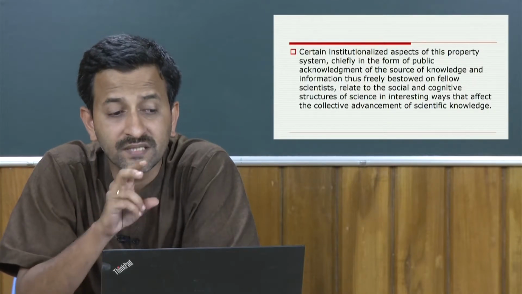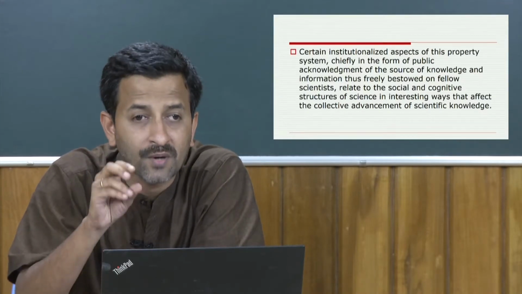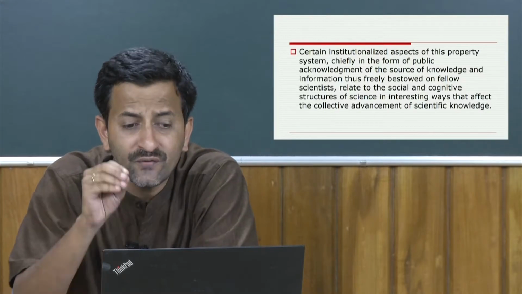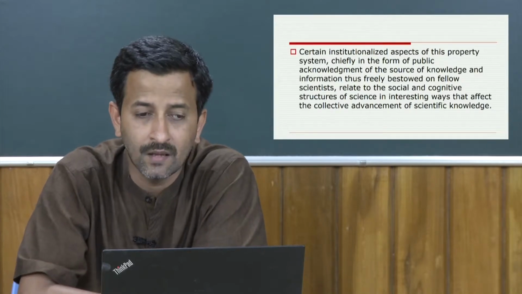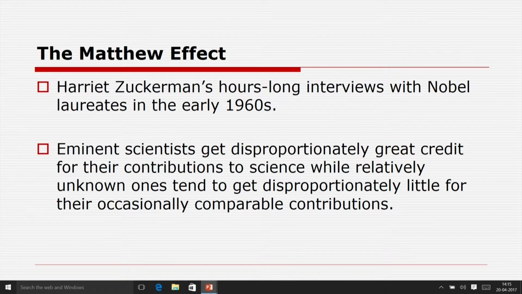Now, intellectual property in science, such institutionalized aspects of such a property system in a more capitalistic sense, chiefly in the form of public acknowledgement of the source of knowledge and information, which is freely bestowed on fellow scientists, relates to these two structures of science, namely social on the one hand and cognitive on the other, in interesting ways that affect the collective advancement of scientific knowledge.